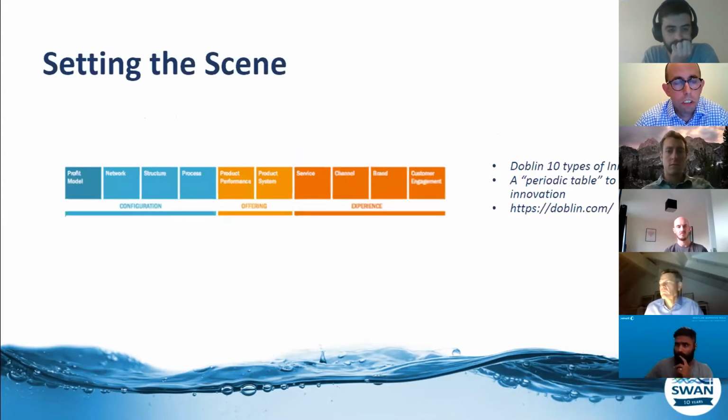I thought I'd share with you, I don't know whether anybody has heard of a guy called Jay Doblin. He was an American industrial designer. And he came up with this concept that hopefully you can see on the screen now, this periodic table of innovation. And I thought that might be quite a good place to start.